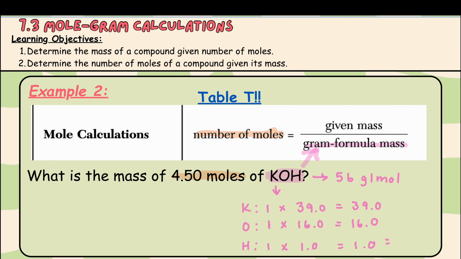So now we can just plug everything in. So we're just going to plug it in exactly how it's set up on table T. So our number of moles we can just put over here on the left. Okay, so we have 4.50 moles. Then we're going to put our gram formula mass on the bottom. So we can put our 56 grams per mole here. And then we're solving for X, which is the given mass. Okay, so for this one, we're just going to have to cross multiply to get X by itself. So we're going to multiply those two numbers.